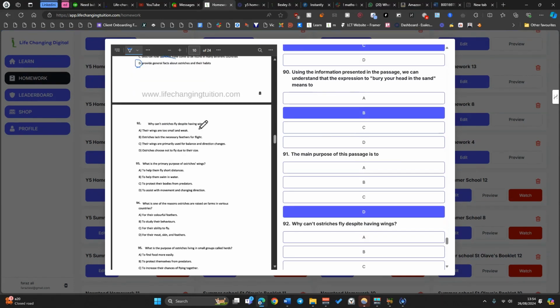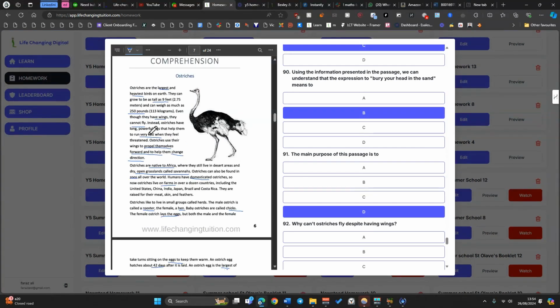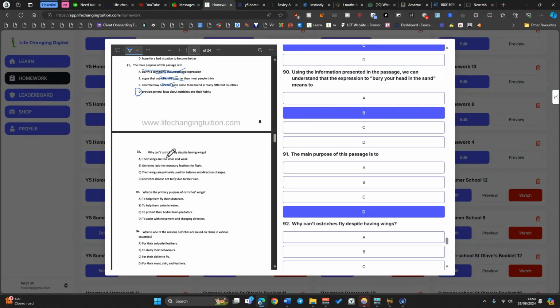Why can't ostriches fly despite having wings? Let's go back to the first section where it was talking about the wings. It says even though they have wings, they cannot fly. Does it say anything about why? It doesn't say anything about why. Let's look at the options.